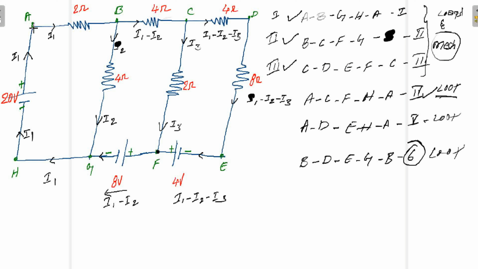For example, if I consider A, B, G, H, A, we are covering 2 ohms, 4 ohms and 20 volts. If I consider B, C, F, G, B, by considering this loop I am covering 4 ohms, 2 ohms and 4 ohms. If I consider C, D, E, F, C, here I am covering 4 ohms, 8 ohms, 2 ohms. So in this, 4 ohms is covered twice, and 2 ohms is covered twice.